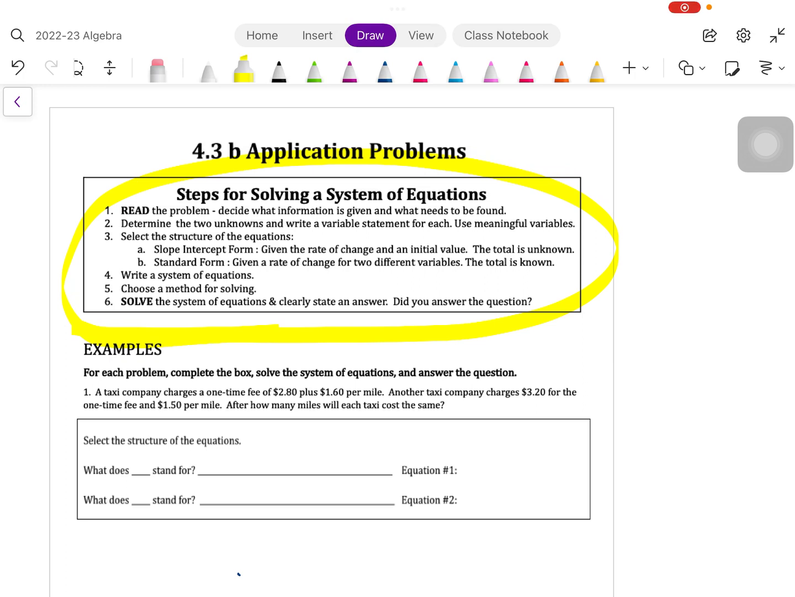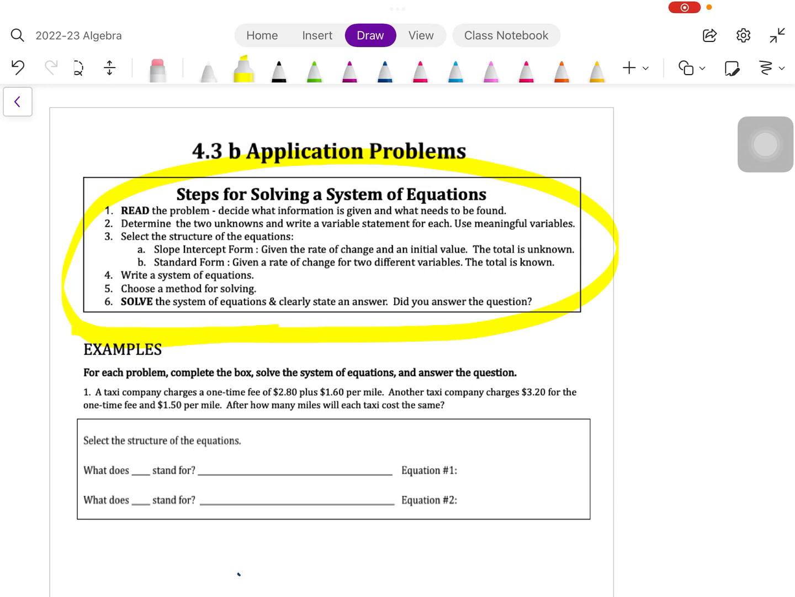When I say clearly state the answer for an application problem, that's actually not as an ordered pair like we usually do. You want to make sure that you go back and answer the question and either write a short sentence or at least include the labels with the numbers so that we know exactly what the question was asking us to find. So I will model all of that for you here.